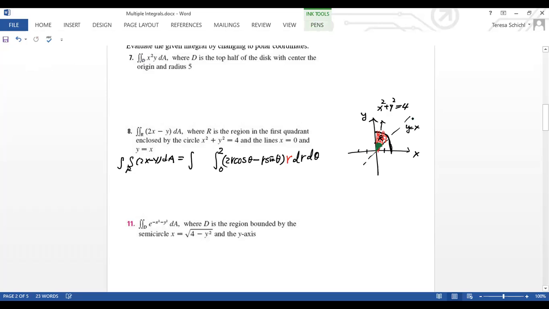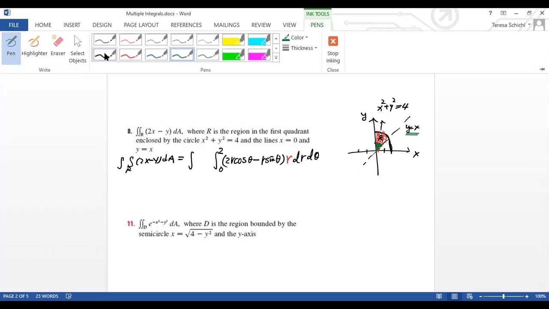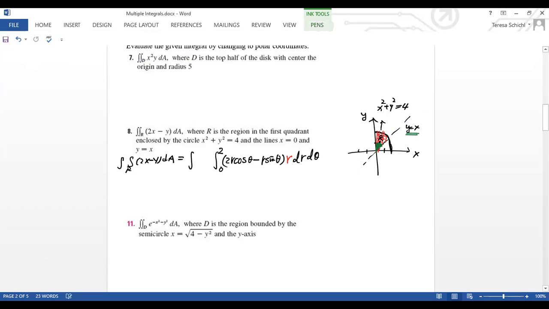Because this is y equal to x, right? Y equal to x equally divides this 90 degrees angle. So what is my theta going to start at? Pi over what? Pi over 4. And here, all the way to the y-axis is what? Is pi over 2, see here, right?